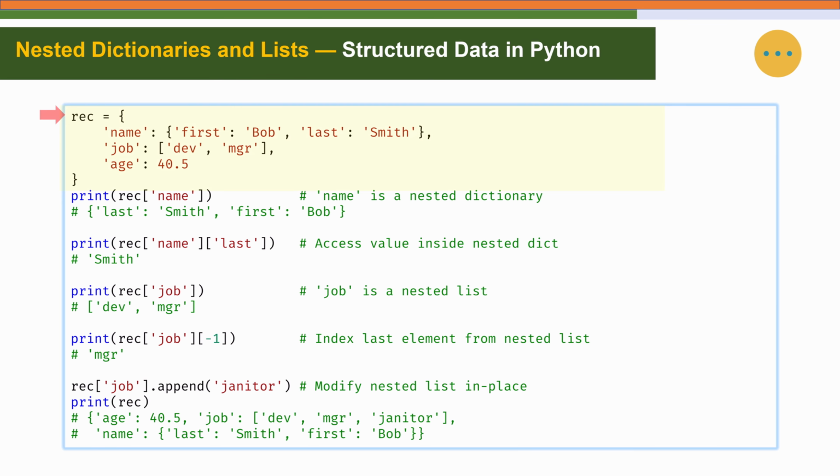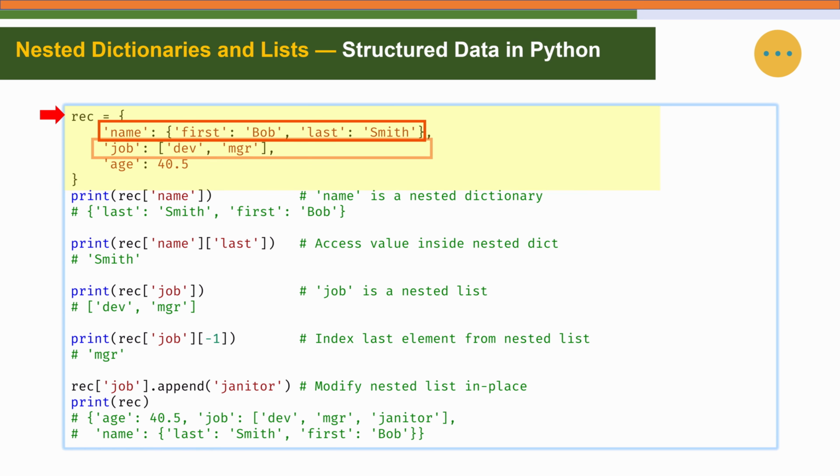For example, JSON structures commonly used in APIs. So here we have a dictionary called rec that represents a person record. The name key stores another dictionary with first and last names. The job key holds a list of strings, different job roles. The age stores a simple floating point number.